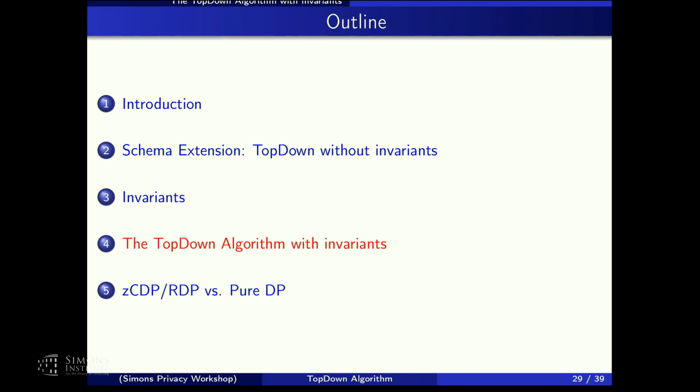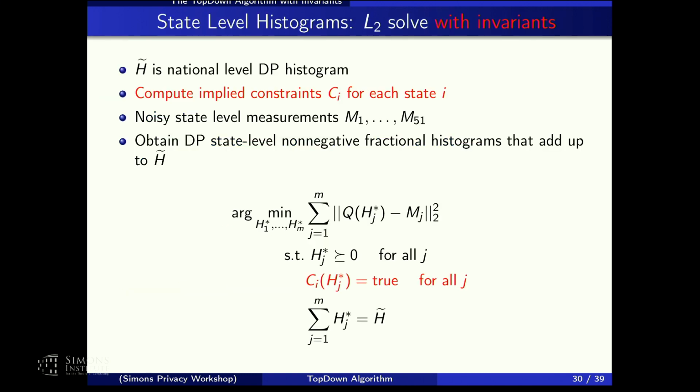So let's put everything together. We want to generate a national level differentially private histogram, but we have some implied constraints that we generate through various means about what constraints national level statistics have to satisfy in order for us to be able to extend it by adding additional columns and geographies. So we get our noisy measurements. We set up first our L2 solve. The only difference is we added some more conditions that our implied constraints have to be satisfied.